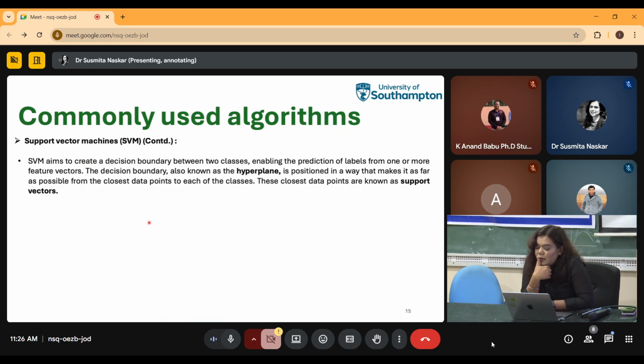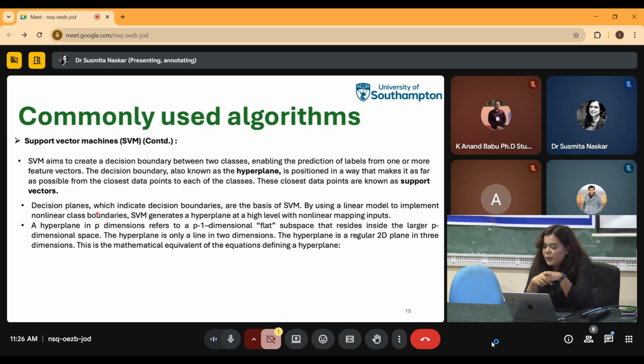Now continuing with support vector machines, let's see how they create the decision boundaries. The goal of SVM is mainly to create a decision boundary, as I was saying, between the two classes. This boundary is called a hyperplane, and it is positioned in such a way that it's as far as possible from the closest data point of each class. These closest data points are known as support vectors, and they are key to defining the hyperplane. The decision planes are the heart of the SVM model, and they indicate where one class ends and where the other class begins.